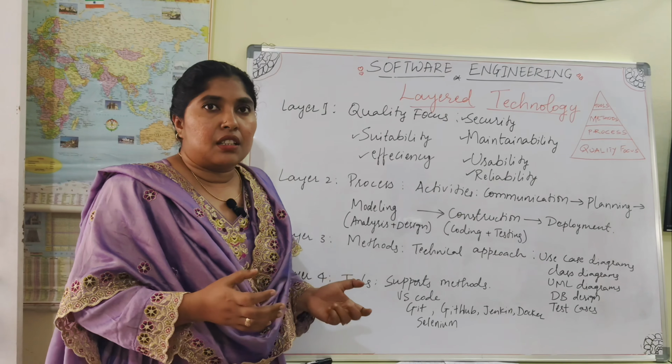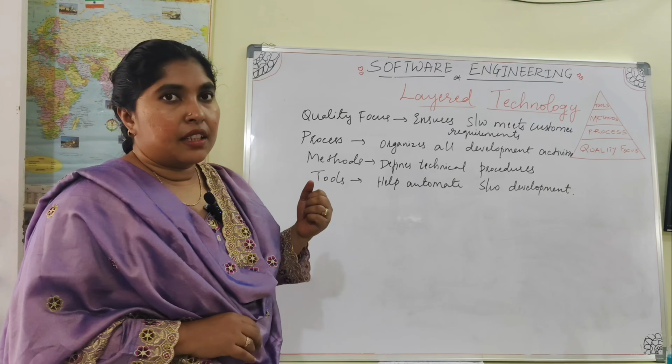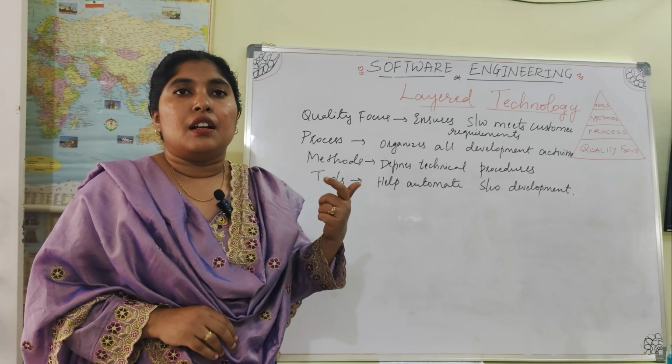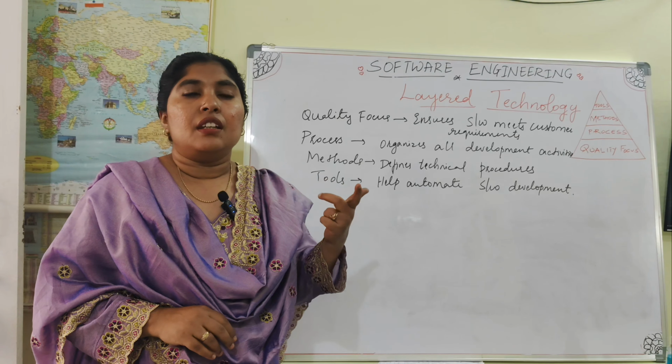To summarize, the quality focus layer ensures software meets customer requirements, with qualities like security, privacy, reliability, usability, maintainability, efficiency and suitability. Process organizes all development activities, providing a framework consisting of 5 activities: communication, planning, modeling, construction and deployment. And the next layer is methods, which defines the technical procedures for what you have done in process.